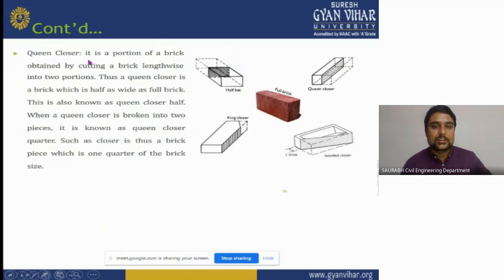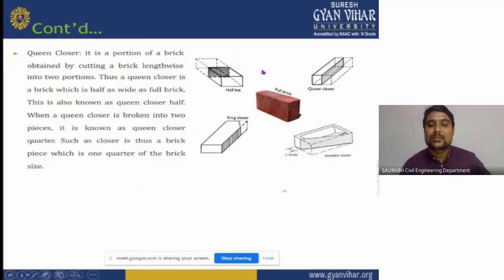Now we will see the definition of queen closer. It is a portion of brick obtained by cutting the brick lengthwise into two portions. This queen closer is the brick which is half as wide as the full brick. This is also known as queen closer half. When queen closer is broken into two pieces, it is known as queen closer quarter. Such a closer is a brick piece which is one quarter of the brick size.